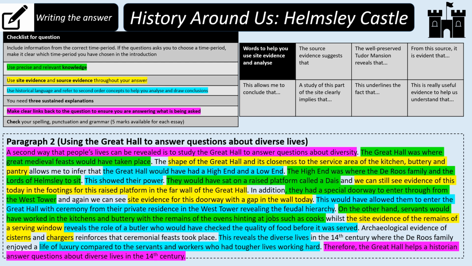This reveals the diverse lives in the 14th century, where the de Rys family enjoyed a life of luxury compared to the servants and workers who had tougher lives working hard. Therefore, the Great Hall helps a historian answer questions about diverse lives in the 14th century. So again, that's a really, really good answer, really using the site evidence to answer questions about diverse lives. And that's what the Great Hall does. It really helps with diversity.